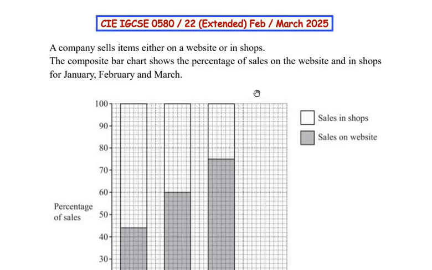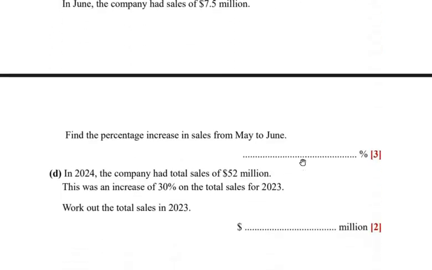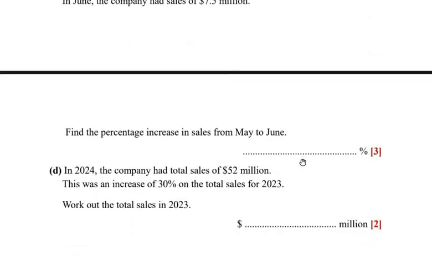In this video we are going to solve a question from the statistics topic which appeared in Cambridge IGCSE 0580 paper 2 variant 2 from February-March 2025. Now this question has 4 sub-questions. So let us start with the first sub-question now.